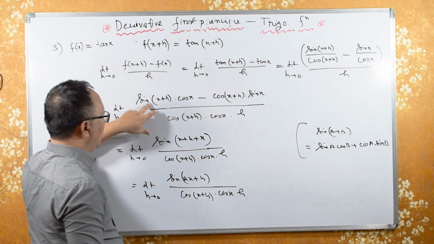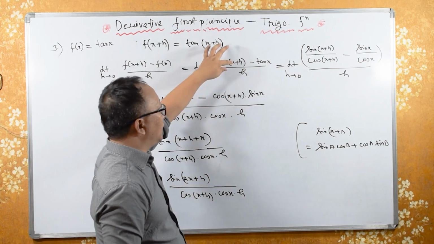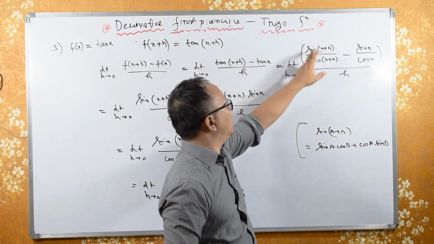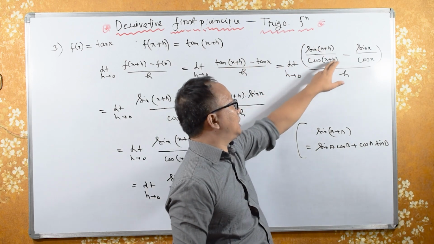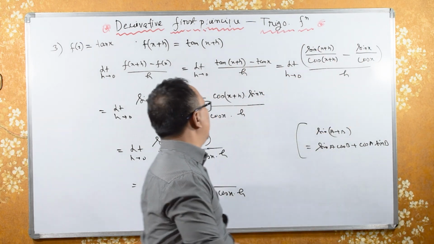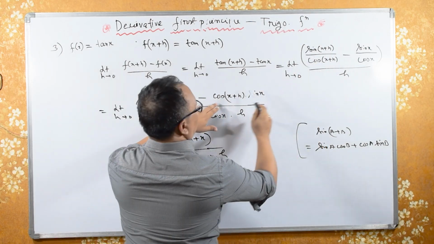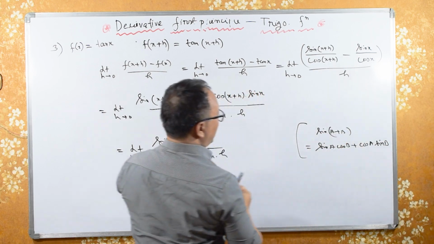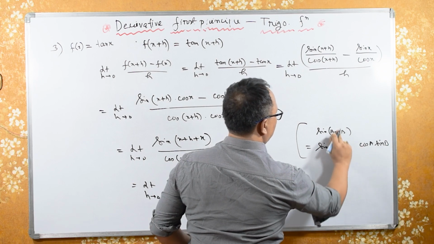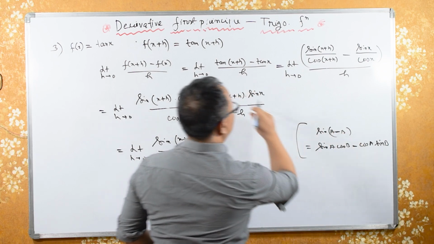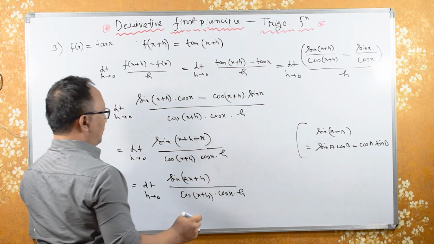Let me explain again. Tan of x plus h is this: sine upon cos, sine upon cos. Sine of x plus h over cos of x plus h, sine x over cos x. By taking LCM, sine of x plus h into cos x, minus cos of x plus h into sin x. This should be minus. Since minus is there, the minus will come over here and over here.